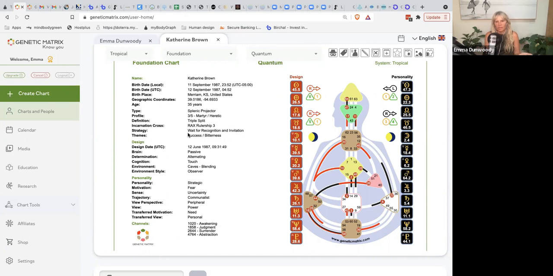And I love your chart, because you're the 4/4/2/6, and it's all about helping humanity survive and evolve and thrive through wellness and that sort of thing. So I love that this is something that is in your chart. You're also a cross of rulership, meaning that you're a real guide, you're really guiding people.